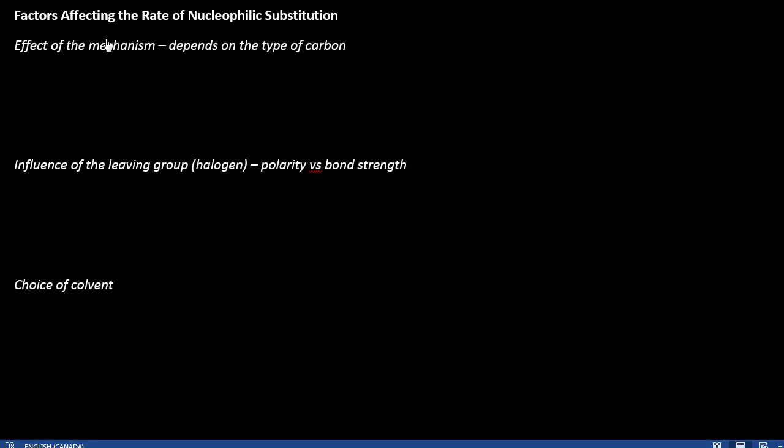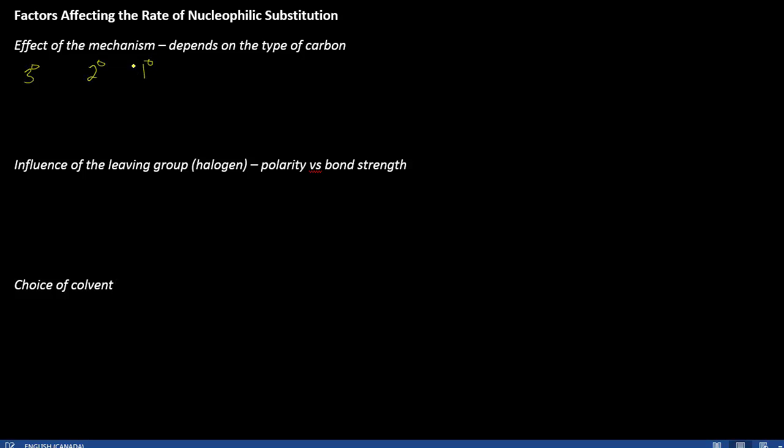We can make a blanket statement that SN1 is faster than SN2, but there are all kinds of different factors that can lead to one reaction occurring more rapidly than another. The three that we'd like you to be aware of are the effect of the mechanism, the influence of the leaving group, and the choice of solvent.